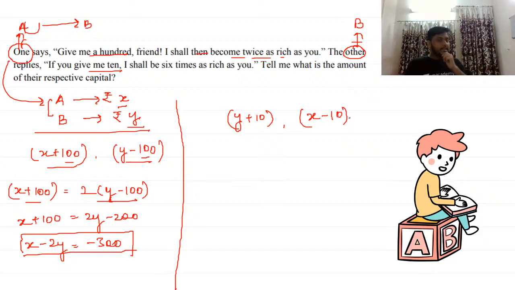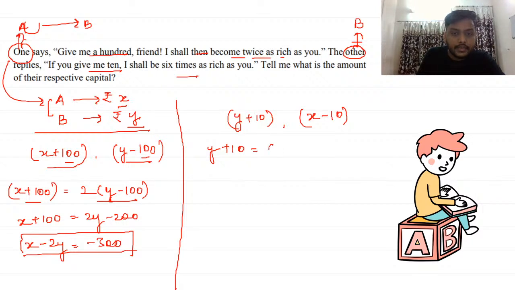And now B says that if I take 10 rupees from you, then in that case I will have 6 times the money you have, which means in this case y plus 10 will be 6 times of x minus 10. How many of you are clear with this? Got this, guys? Let's solve this.